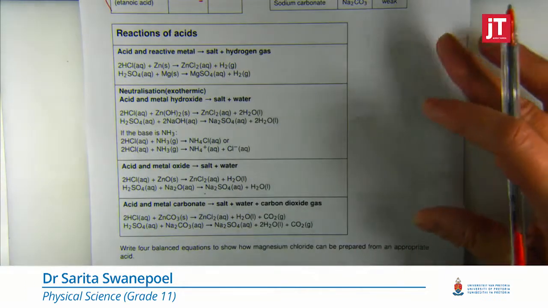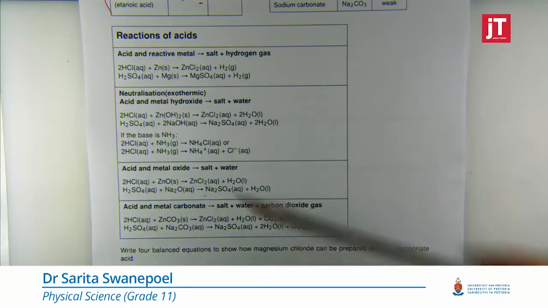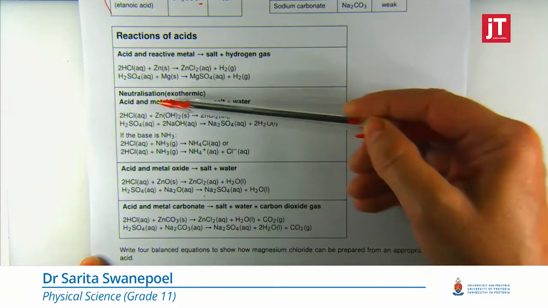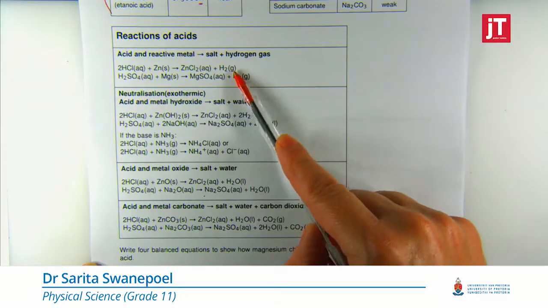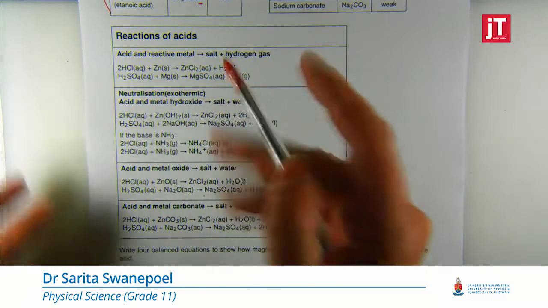Now, if we look at the next part of that page, right? Reactions of acids. Now, that is actually grade 10 work, right? You even did it in grade 9. You repeated it in grade 10. So this should be old news, right? All the types of reactions that an acid can do. An acid and a reactive metal, salt and hydrogen gas, right? Acid and a base.